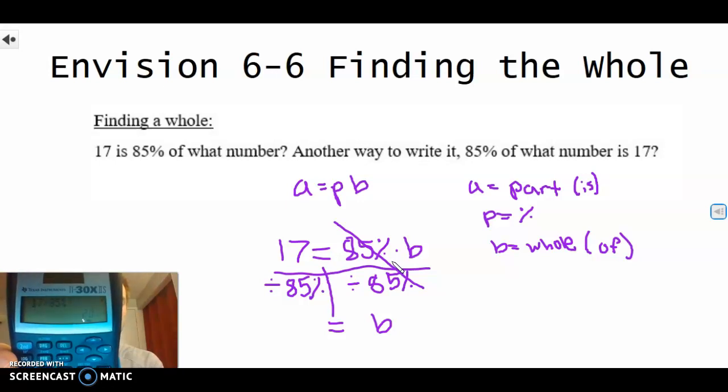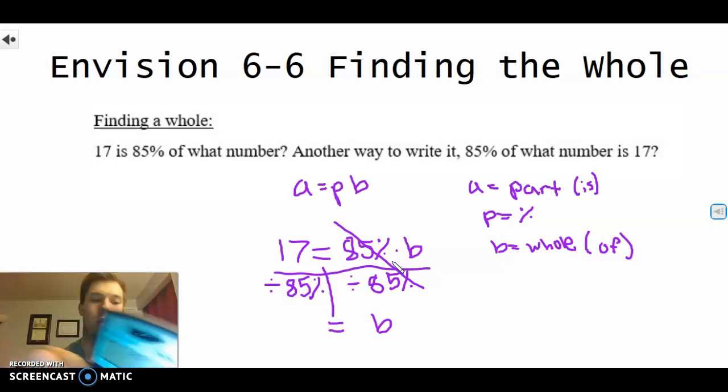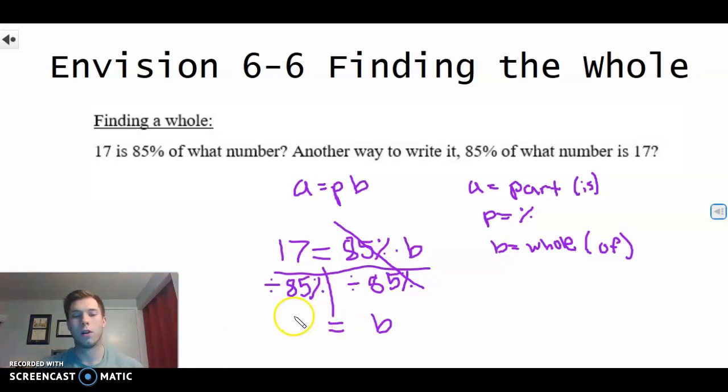When you hit enter, you will get 20. So 17 divided by 85% is 20, and so 20 is B, or 20 is the whole. So we can now read this sentence as 17 is 85% of 20. Okay. Another way you could do this, so you have your percent here.